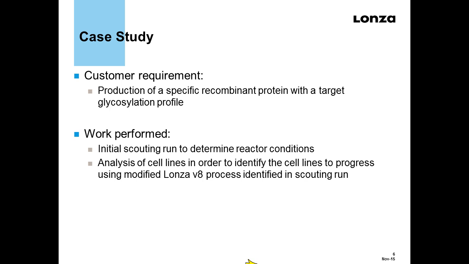Now let's move on to our case study. Our customer required us to produce a specified glycosylation profile for their biopharmaceutical, which in this case happened to be a biosimilar. We performed this work in 2 stages. For stage 1, we performed a scouting run to determine reactor conditions. And for stage 2, we analyzed cell lines using the selected reactor conditions to identify the top 12 cell lines.